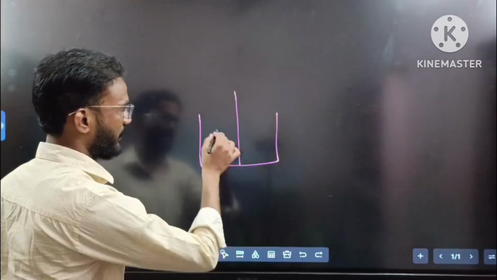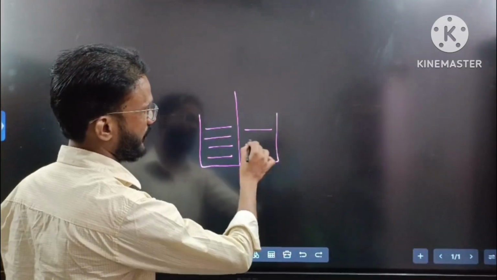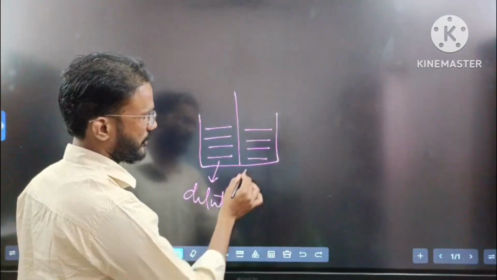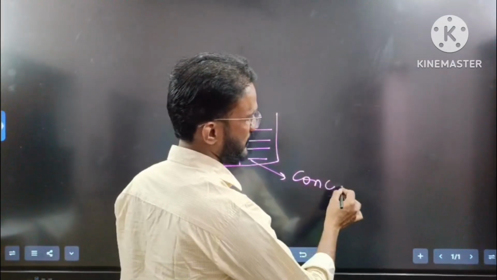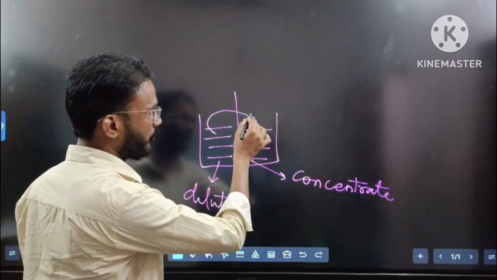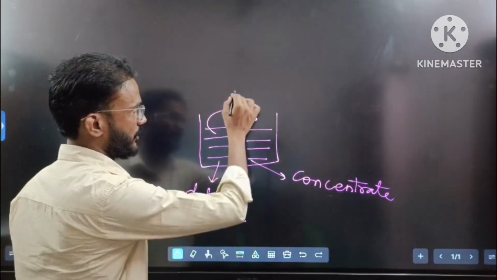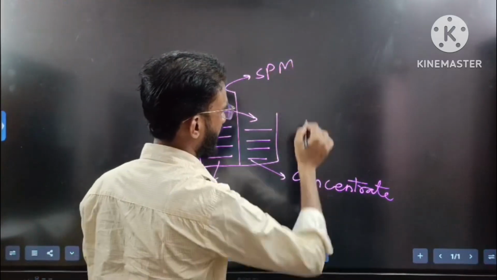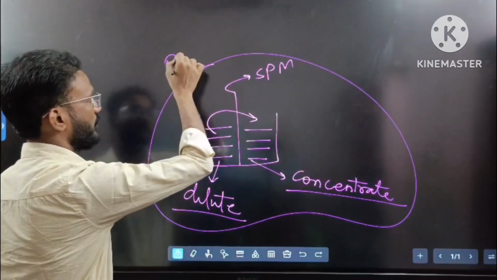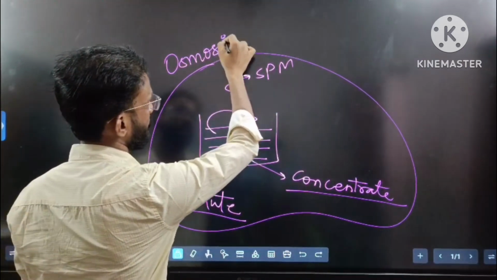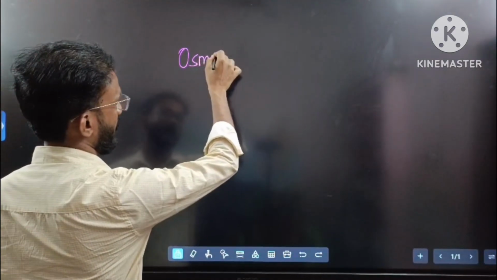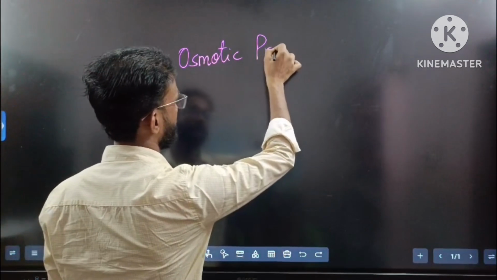If we fill the bell jar with two solutions of different concentration, like this is a dilute solution and this is a concentrated solution, then particles of solvent will move from the dilute solution through the SPM towards the concentrated solution. This phenomenon is also known as osmosis. Now we are going towards osmotic pressure.